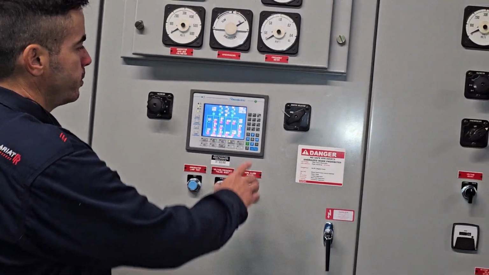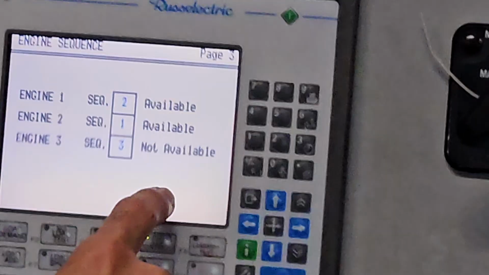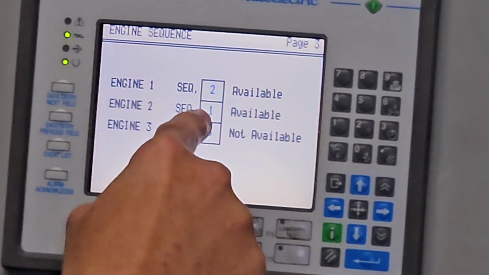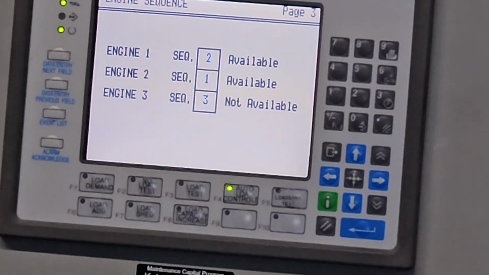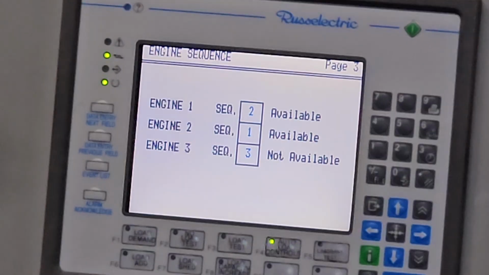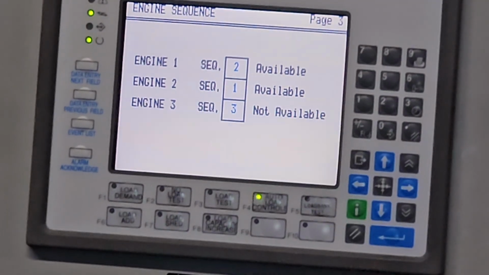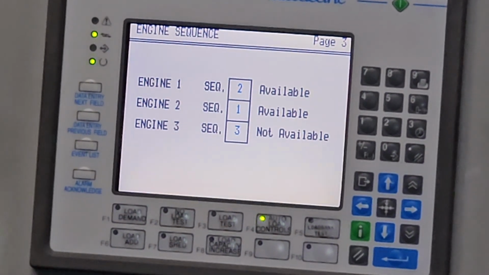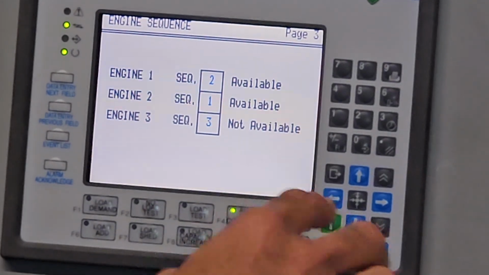Then we have other features in the SCADA, like engine sequence. We have only 2 engines, so one has to be number 1 and one has to be number 2. This is for gen demand purposes. This is not for which one is gonna hit the bus first. No, that is something that we cannot predict. Whichever is faster is gonna hit the bus first. Then the second one is just gonna sync to it.